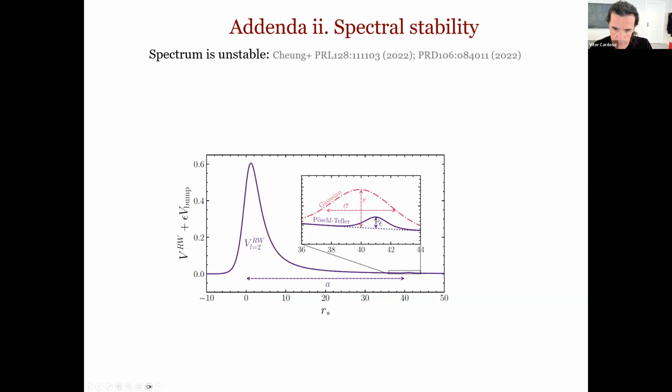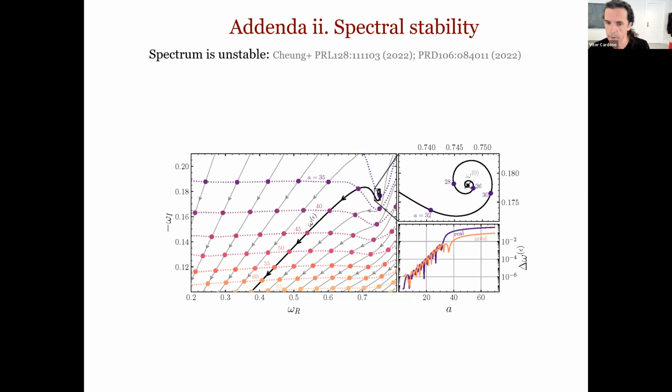There's a bump of height epsilon, a distance r naught away from the black hole, and with a width sigma. Now, the extraordinary thing: you'd expect that nothing changes when epsilon goes to 0. That's basically what we expect. But when you start working out the spectrum of these characteristic frequencies, you'll be surprised. This is what you get. Here, the y-axis is the imaginary component of the frequency, and the x-axis is the real part.